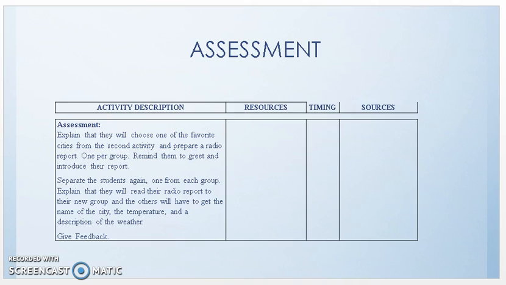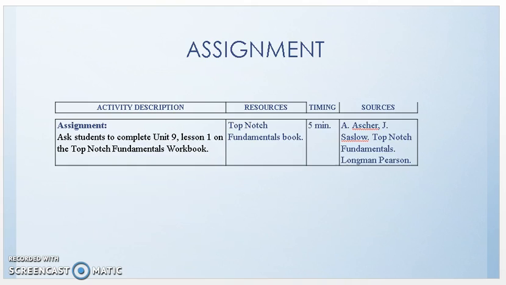The next part is going to be the assessment. For this, I'm going to explain that they will choose one of the favorite cities from the second activity and prepare a radio report, one per group. Remind them to greet and introduce their report. Separate the students again, one from each group. Explain that they will read their radio report to their new group, and the others will have to get the name of the city, the temperature, and the description of the weather. And after this activity, we're going to have some feedback as a class.